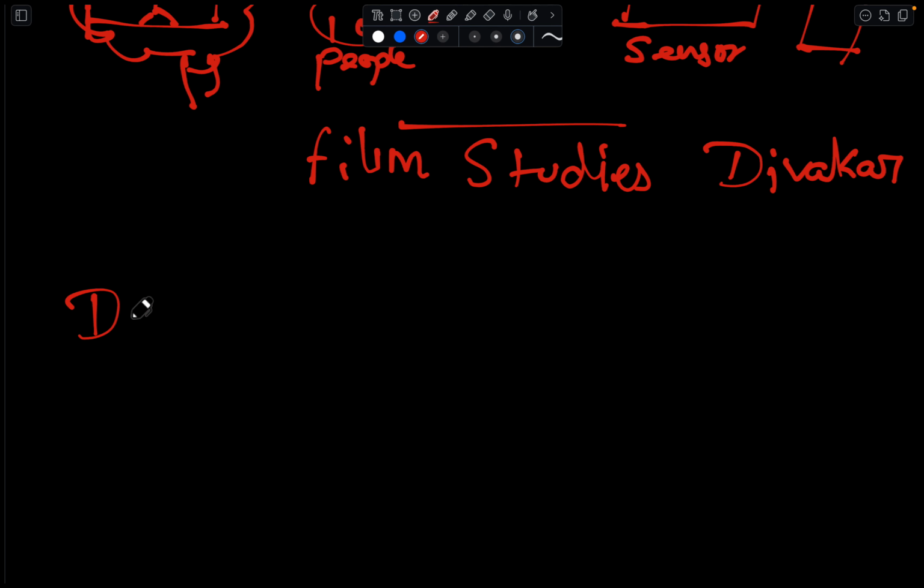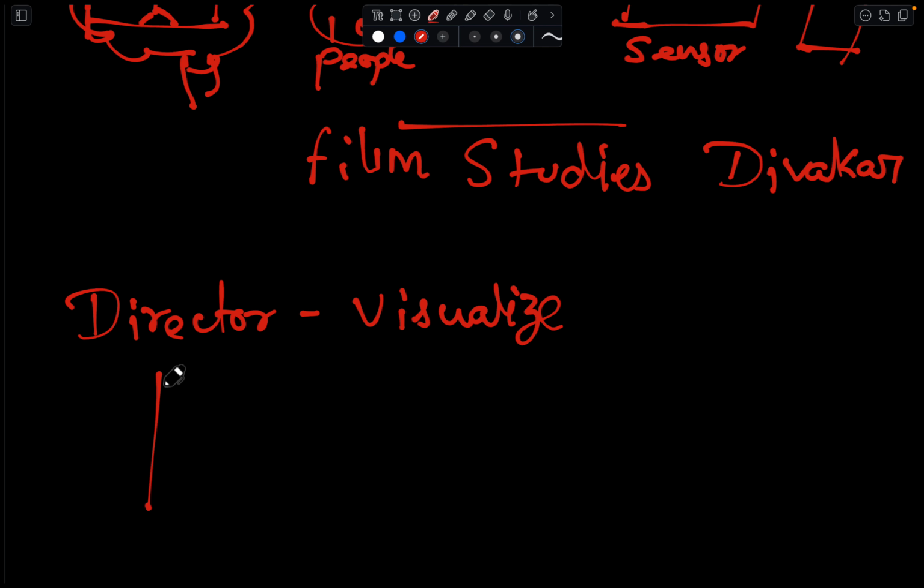So there is a director who usually visualizes the project. After he or she visualizes the project, they make something called a scene breakdown or a shot breakdown. What they will do is put down what happens scene by scene or shot by shot, and that's called a scene breakdown or a shot breakdown.